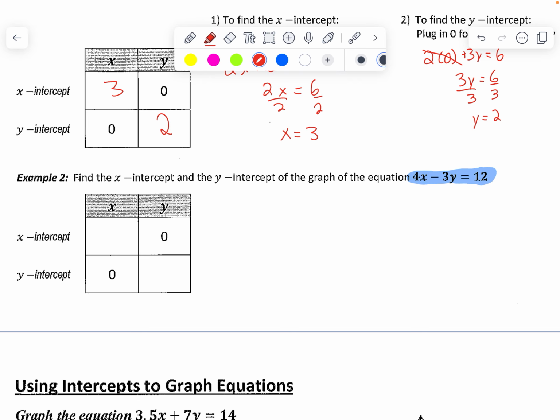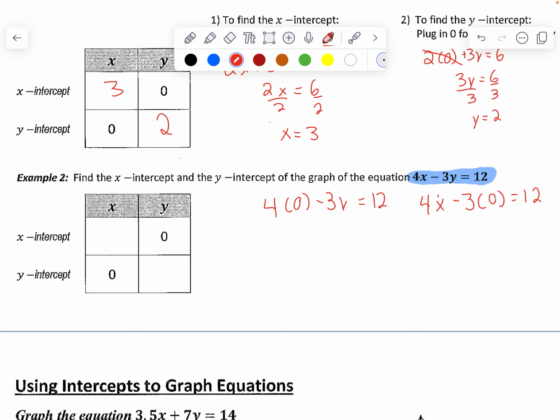Alrighty, so what you should have done is plug in 0 for our x to find the y-intercept. And you should plug in 0 for y to find the x-intercept. Those would be the two equations we use here.